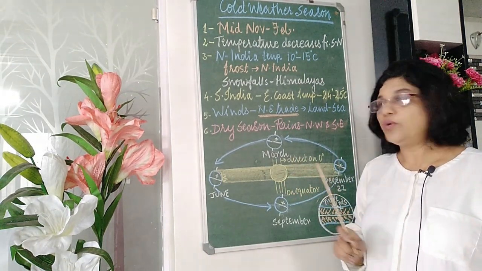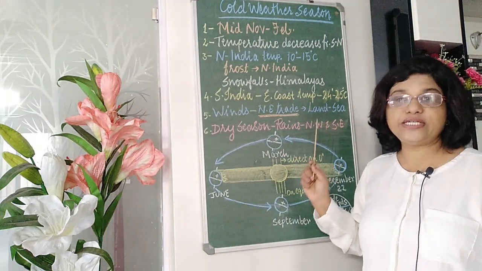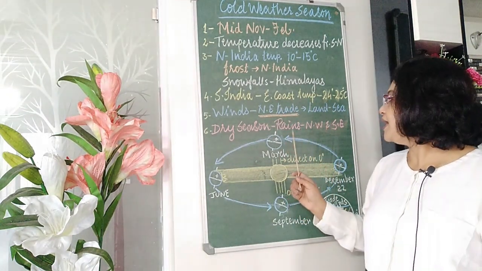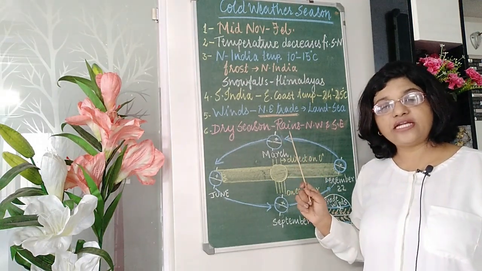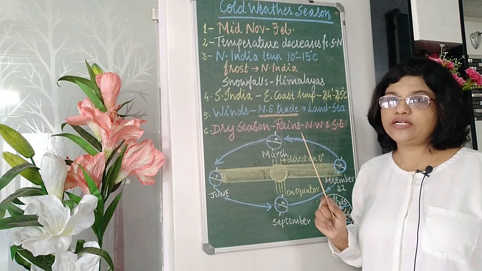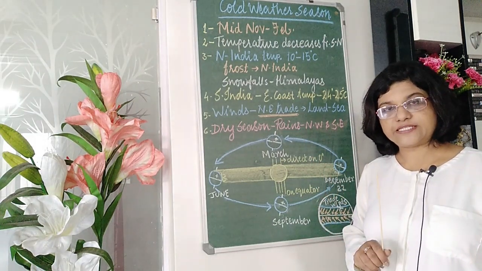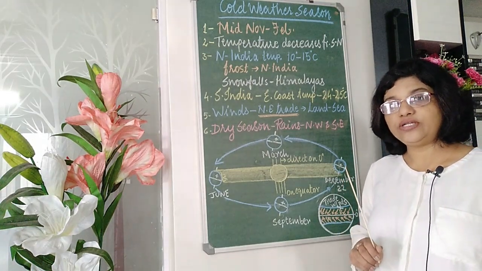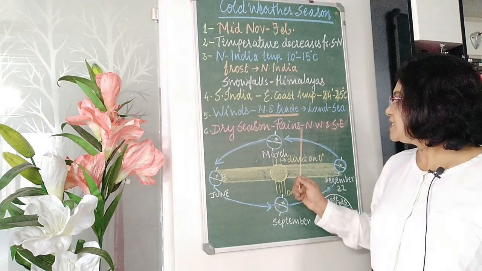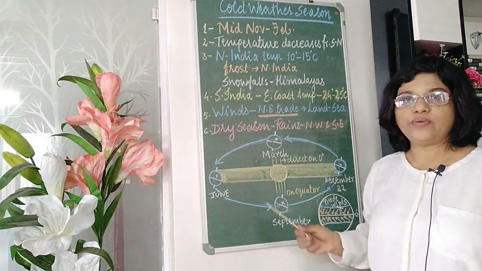But some amount of rainfall is observed in the coastal area of Tamil Nadu, where the temperature is 24 to 25 degrees, due to eastern cyclonic disturbances. Some amount of rainfall is also experienced in the months of December and January in the northwestern part of India, which receives rainfall from the western cyclonic disturbances, which is important for the rabi crops. So, these are the exceptions and these are the characteristics of the cold weather season.